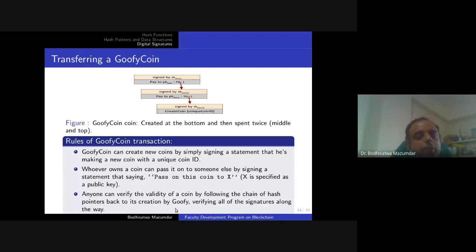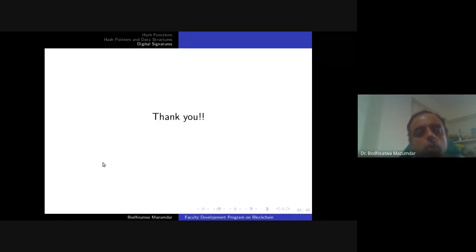Anybody can verify the validity of a coin by following the chain of hash pointers back to the creation by Goofy and verifying all the signatures along the way. So all the signatures across the chain of transactions can be verified. This is where I end my talk, wherein we saw how cryptographic primitives are used in a typical cryptocurrency. Thank you.